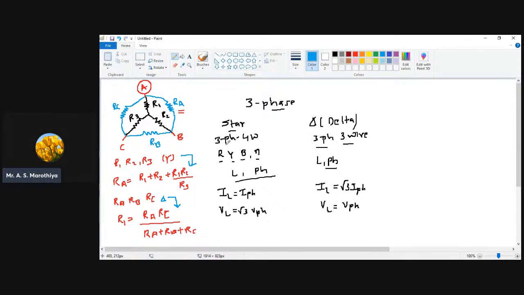The thing is that all the three phases are 120 degrees apart with respect to each other. That means if you take, on the reference axis, the voltage across any phase, say R phase, exactly 120 degrees apart we have the voltage across Y phase, and exactly 120 degrees apart we have the voltage across B phase.